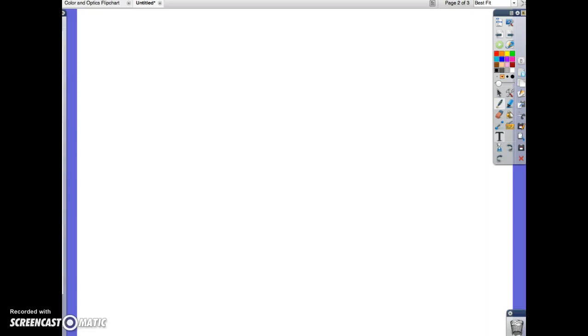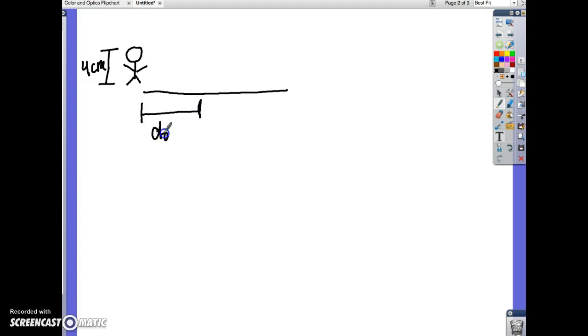This is the solution to the lens equation worksheet, problem number 5. So a 4 centimeter tall object is placed 4 centimeters, which is your distance to the object, 4 centimeters from a diverging lens.